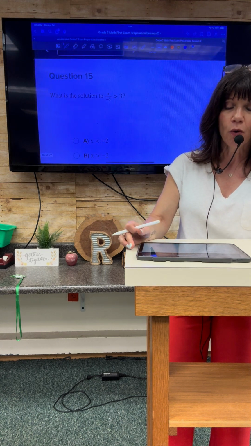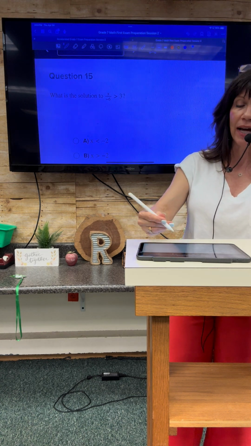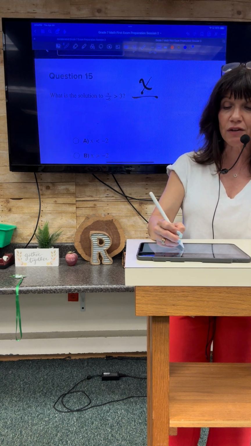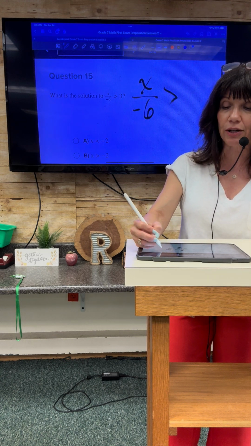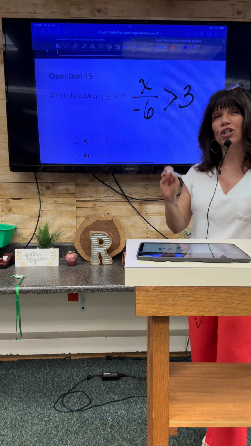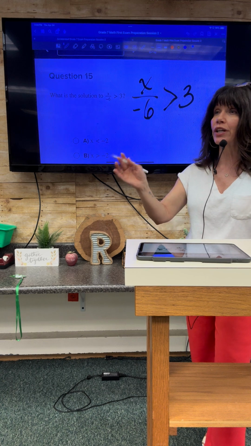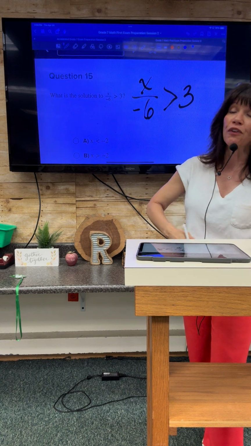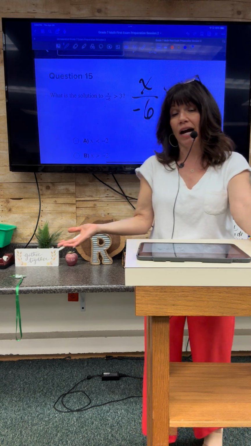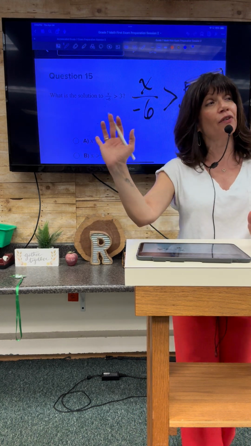Number 15. What is the solution to x divided by -6 is greater than 3? Write this on your paper now. X divided by -6 is greater than 3. Inequalities. Just like equations, you are going to go to the variable side, find the what? We would find the constant if it had one. It does not have a constant that's constantly alone, but it does have a variable.